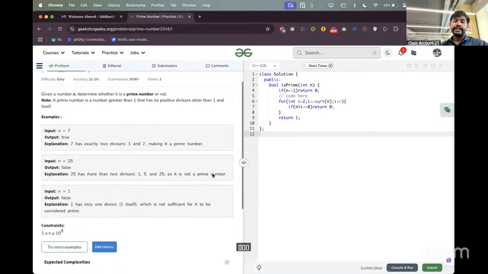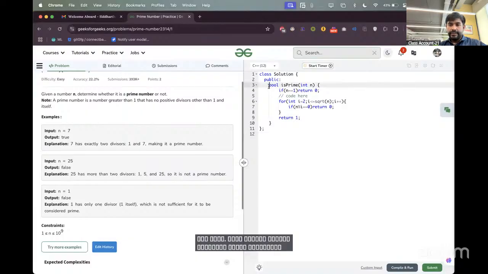One is not needed because divisors like 1 and itself are not considered in prime numbers. So that is the solution. So am I clear with this idea?